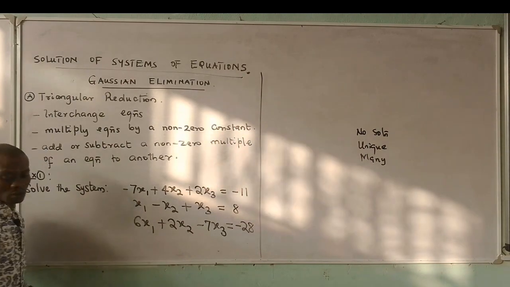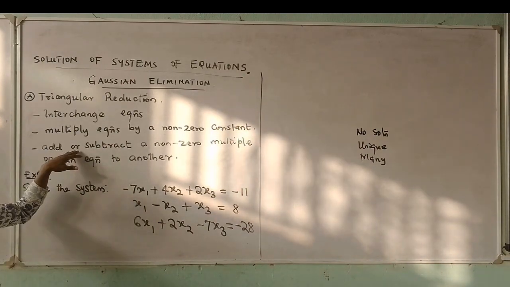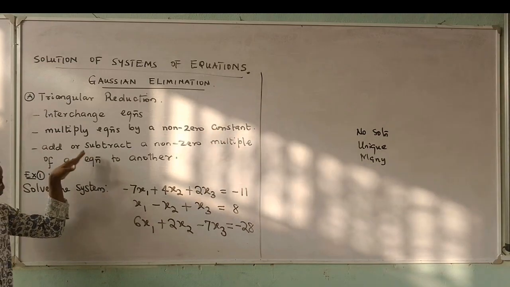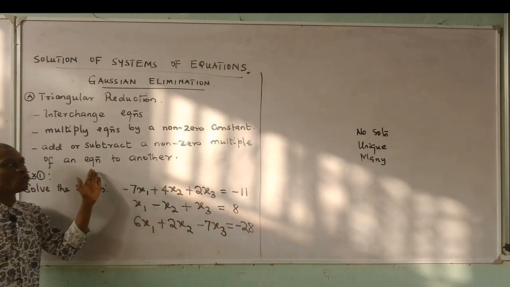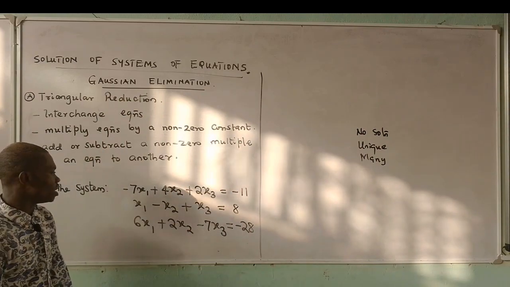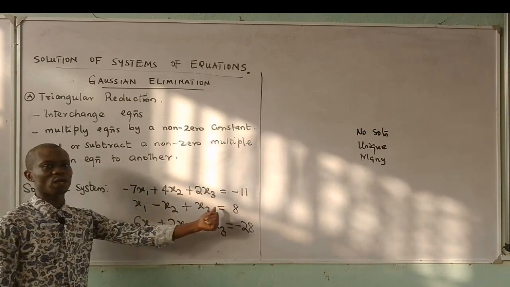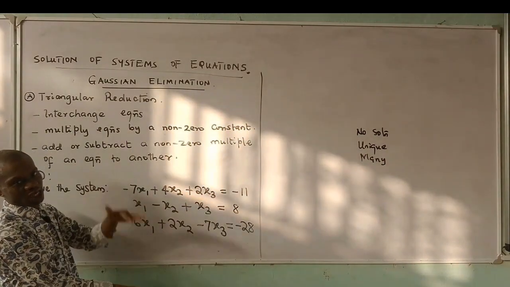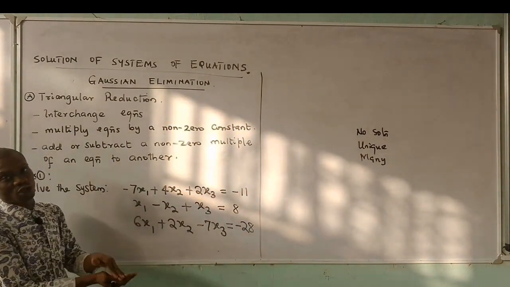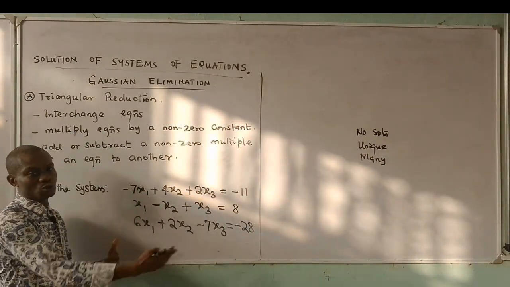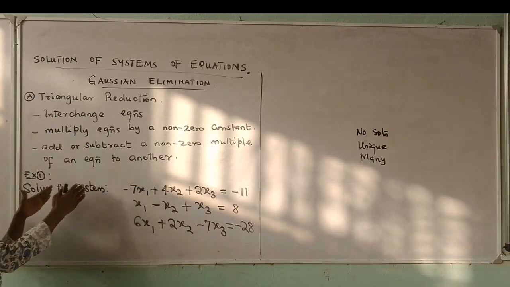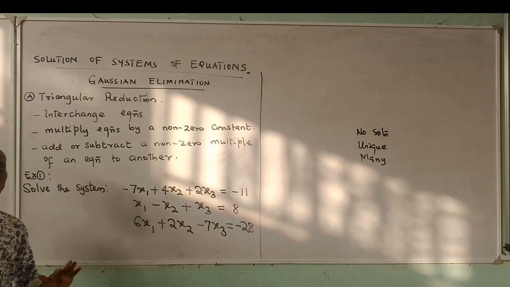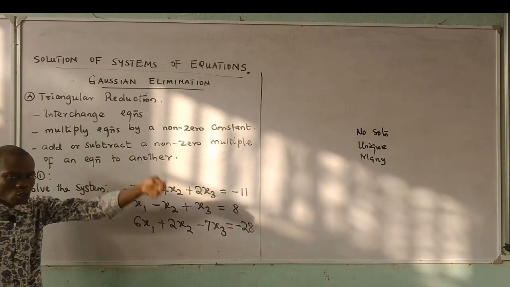Alright, so now the last one here is that you are allowed to add or subtract a non-zero multiple of an equation to another. That means I can multiply one equation and add it to another equation to form a new equation so that I'll be able to do the elimination that I want to do.